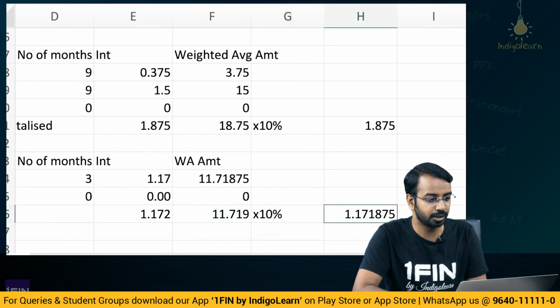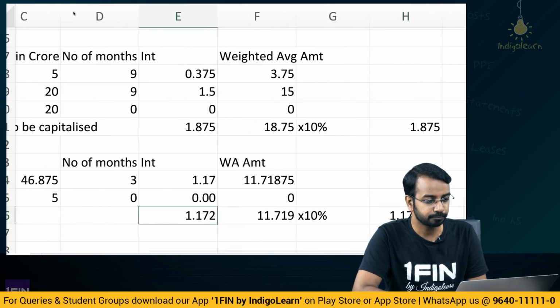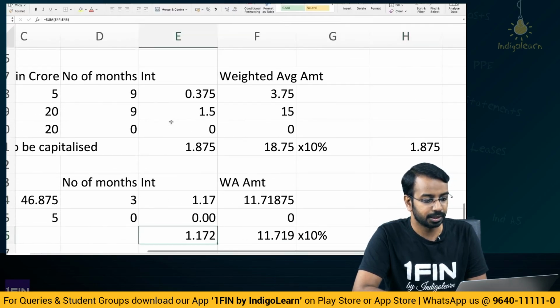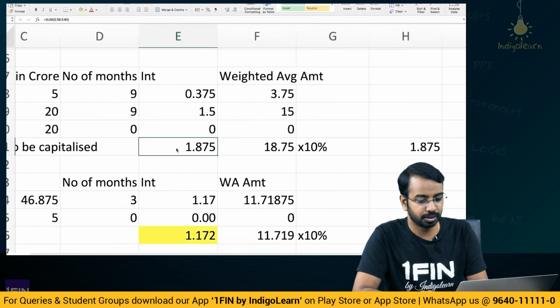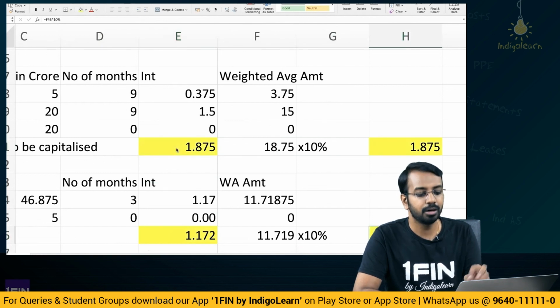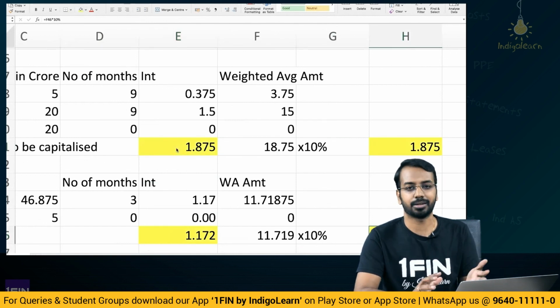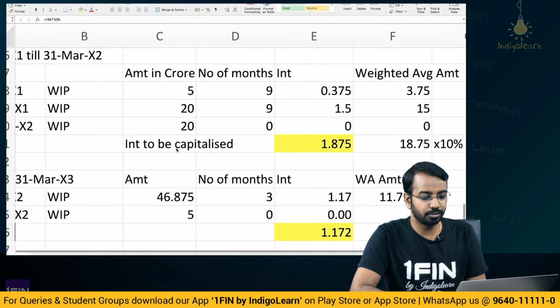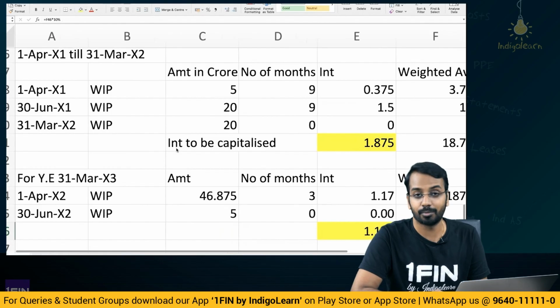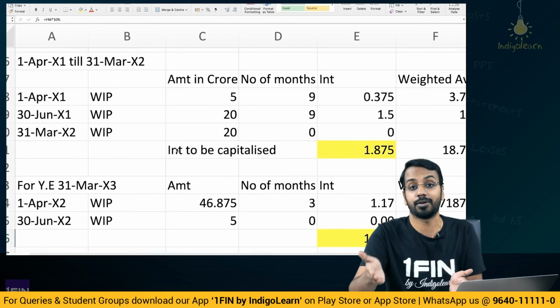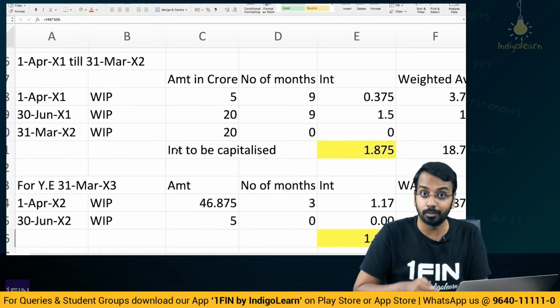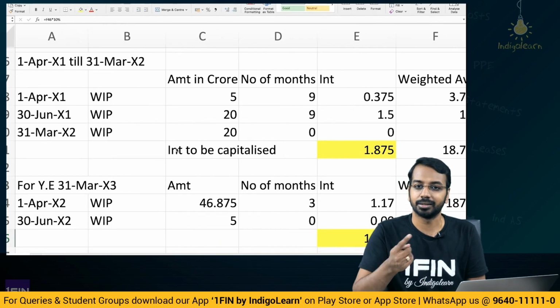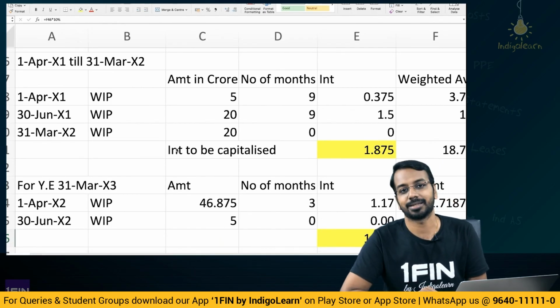One is this, what we did here. This is another way where we have used the weighted average amount and then applied the interest rate. Basically the product method, what we call, right? So that is how you will have to handle questions based on general borrowings. When this is spread over different periods, please consider the WIP and also add to that the interest which is already capitalized.